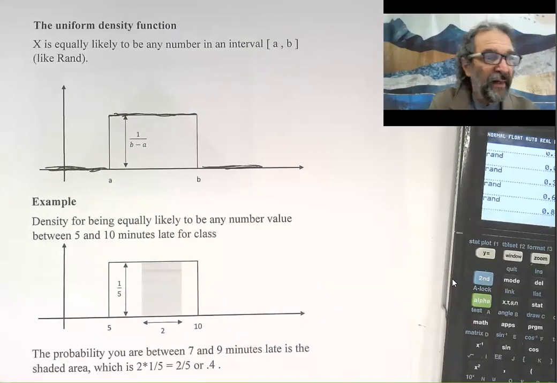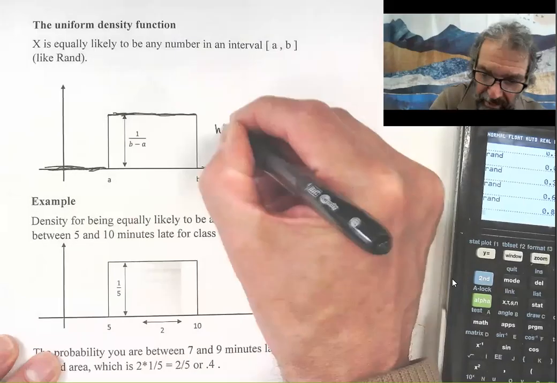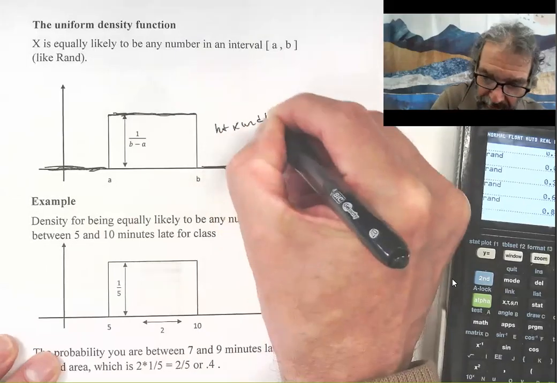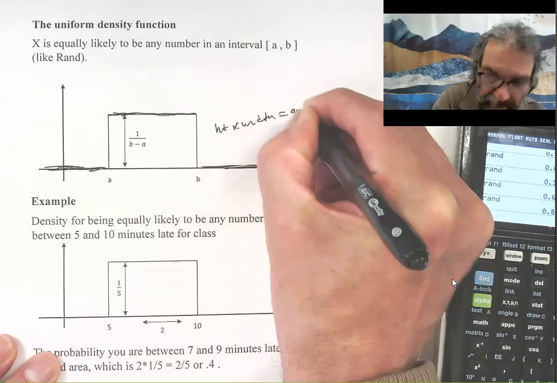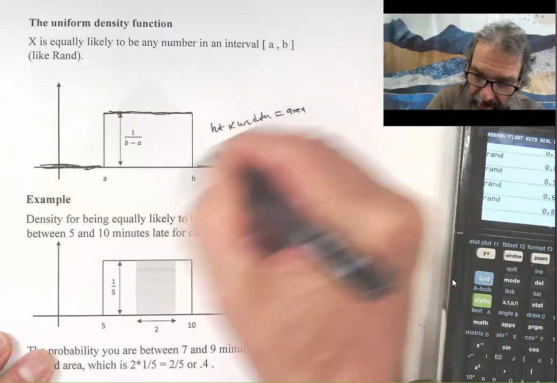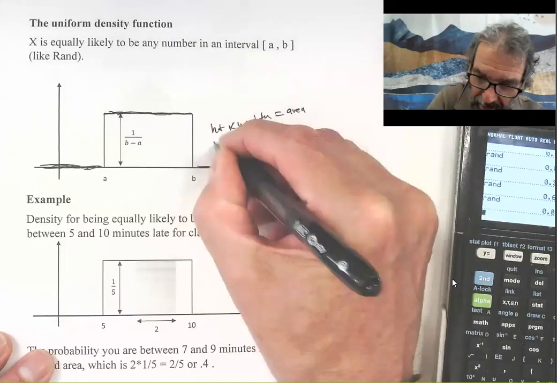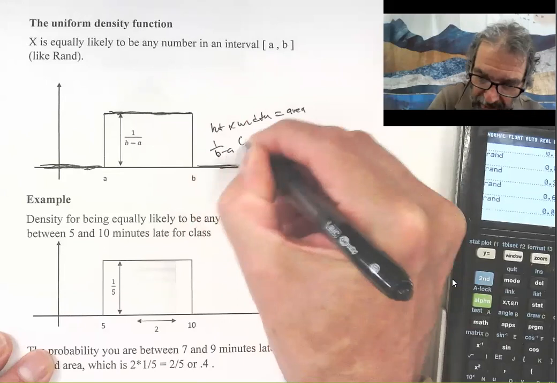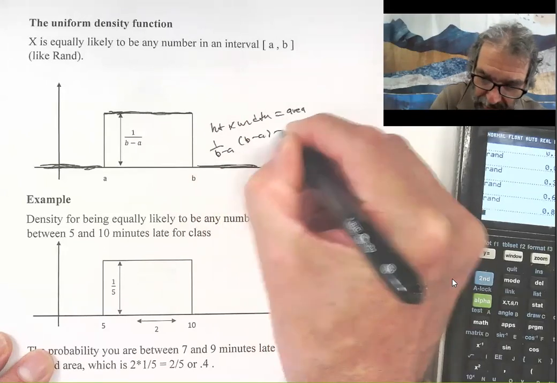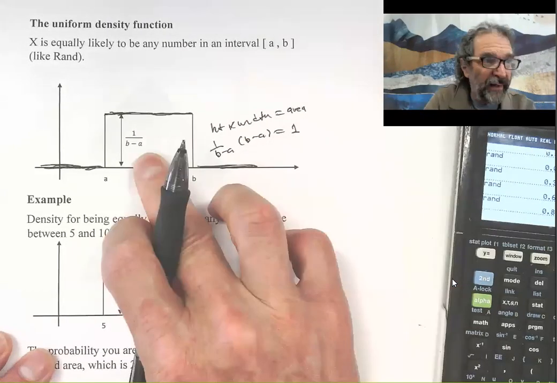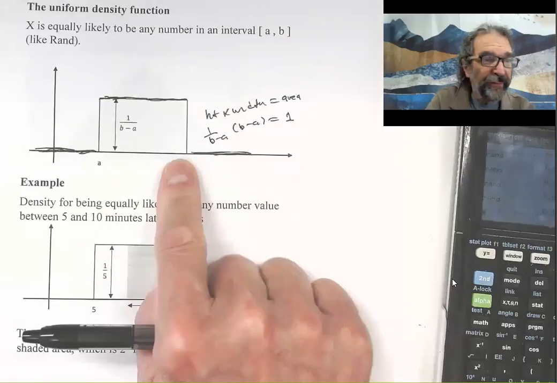And then for the total area to be 1, the height times the width is the area. The width is b minus a, so that's 1 over b minus a times b minus a, and you get 1. That's why the height is 1 over b minus a. So if it was 2 wide, it'd be 1/2 tall.